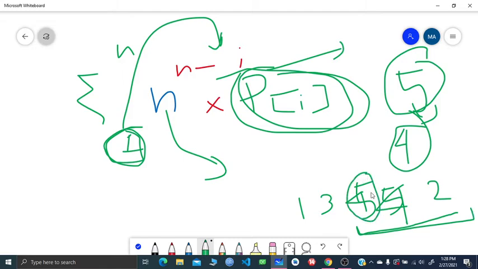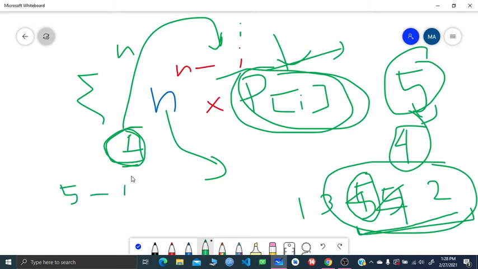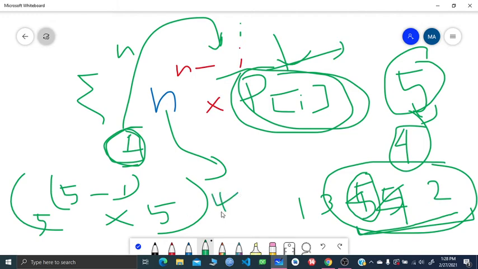For this part, what we have to do, just analyze. I need to maintain my i as small as possible, and I need to maintain my p_i as large as possible. If I could somehow do that, let's say for some i, let's say i equal to 1, then what would it become? Let's say n equal to 5. Then 5 to the power 5 minus 1 times 5. Look how big this is.